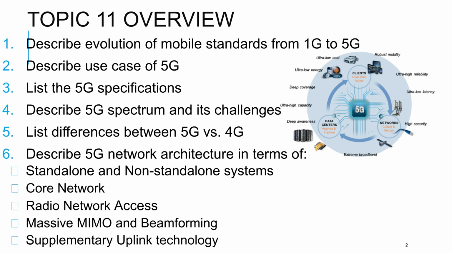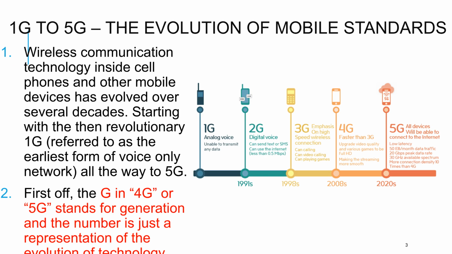Topic 11. Overview. Describe evolution of mobile standards from 1G to 5G. Describe use case of 5G. List the 5G specifications. Describe 5G spectrum and its challenges. List differences between 5G versus 4G. Describe 5G network architecture in terms of standalone and non-standalone systems. Core network, radio network access, massive MIMO and beamforming, supplementary uplink technology, network function virtualization, network slicing. 1G to 5G, the evolution of mobile standards.